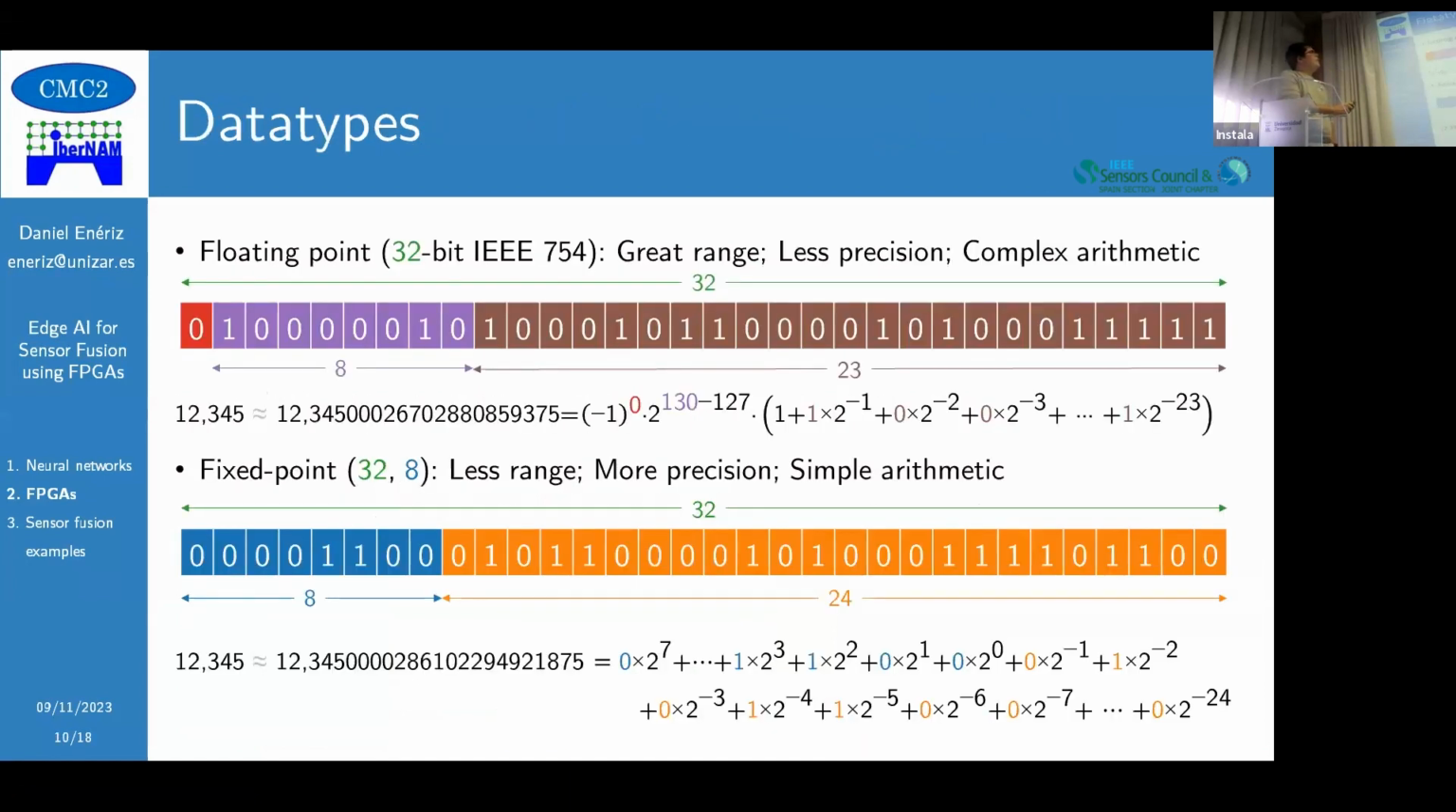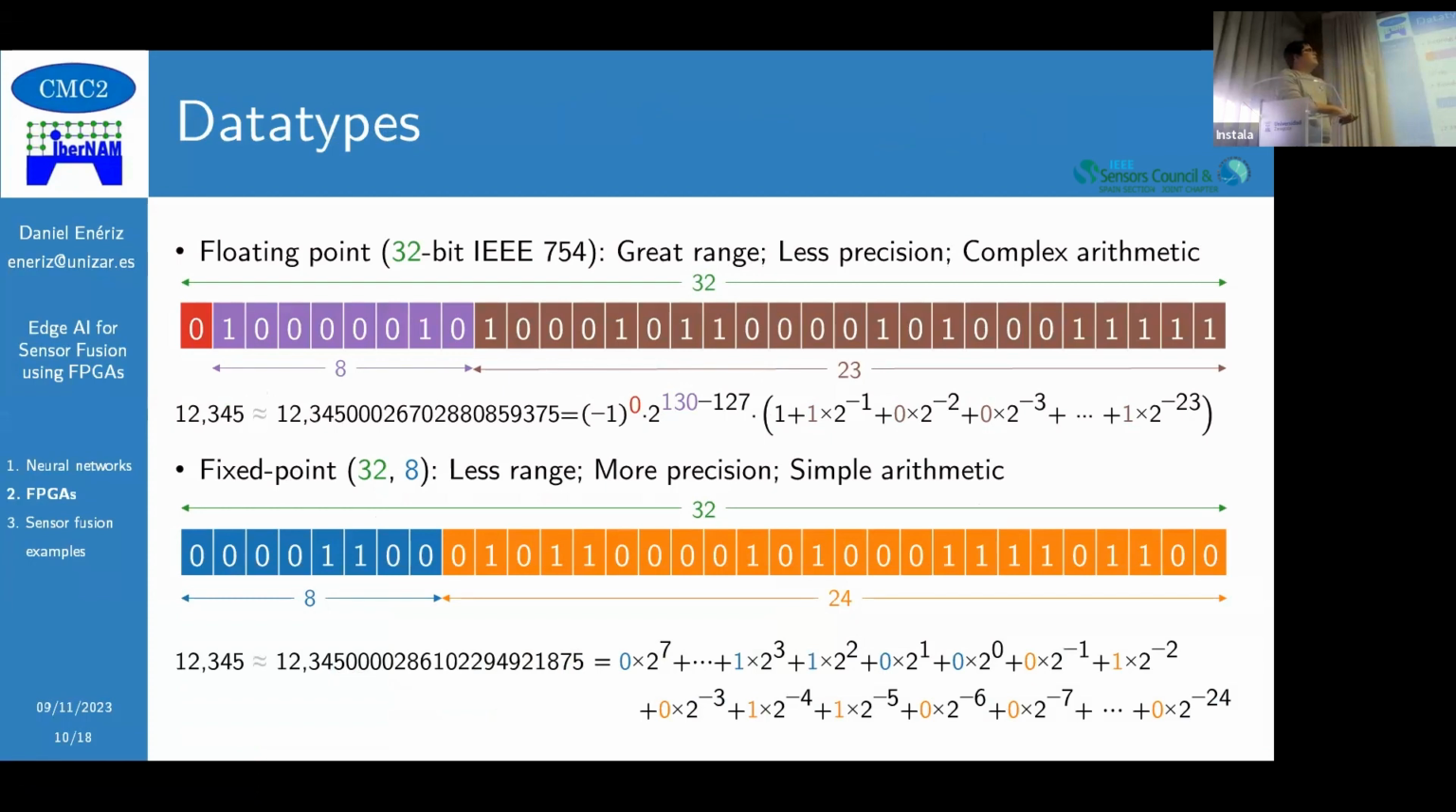We have also talked about data types. Here on the top, there is a 32-bit floating point data type, and here at the bottom is a 32-bit fixed point data type. The floating point data types have better range compared with the fixed point, but they have less precision compared with the fixed point, meaning that the fixed point representation has better precision per bit with the same number of bits.